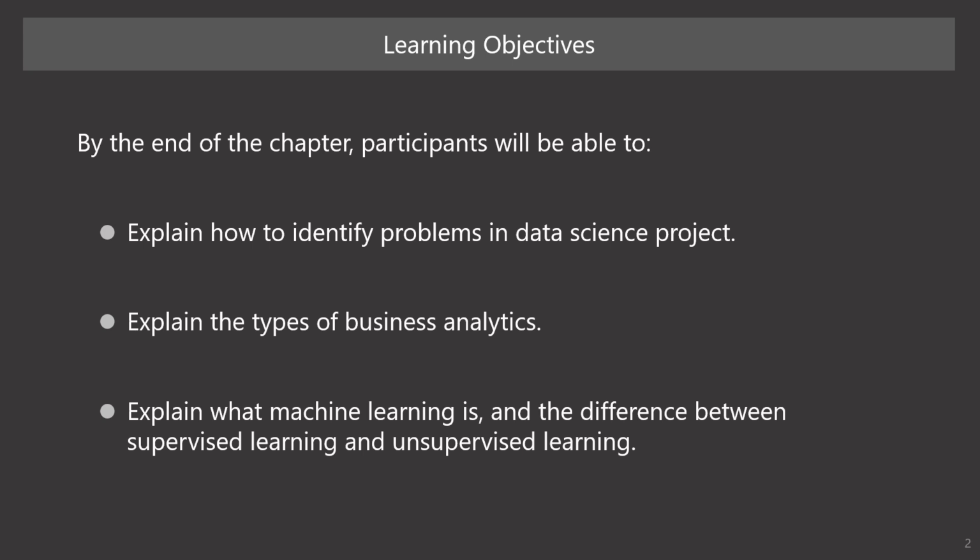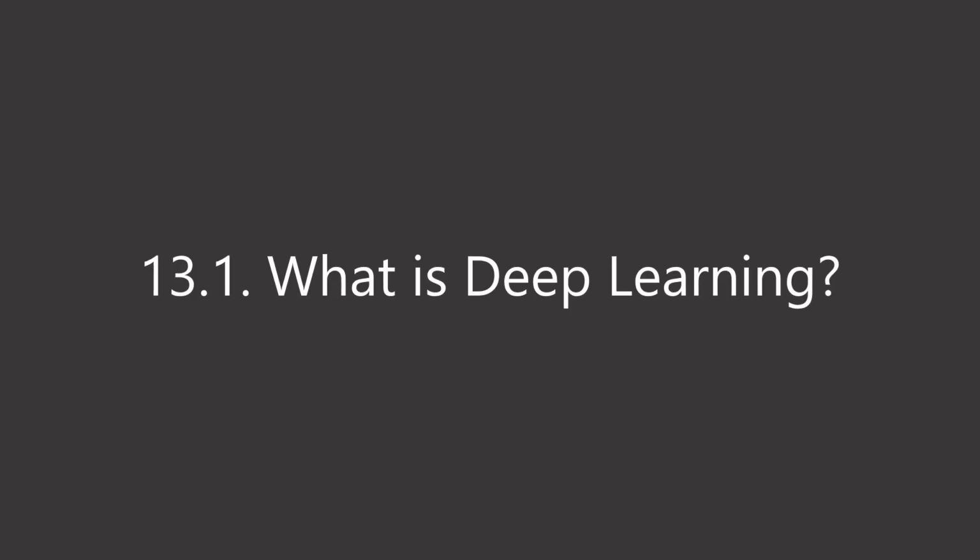By the end of this chapter, you will be able to explain what deep learning is and its benefit compared to traditional machine learning. Explain what perceptron is and its limitation. Explain the structure of artificial neural network and how it differs from multiple perceptron. Before diving into the theory and practice of deep learning, let's see what deep learning is.